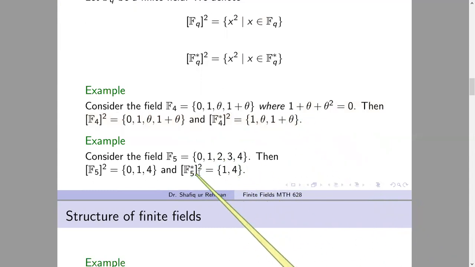But in F5 star, not all the elements are square. For example, 2 and 3 are not in this set, meaning 2 and 3 cannot be written in the form of a square of some element. But 1 and 4 can be written as a square of some elements.